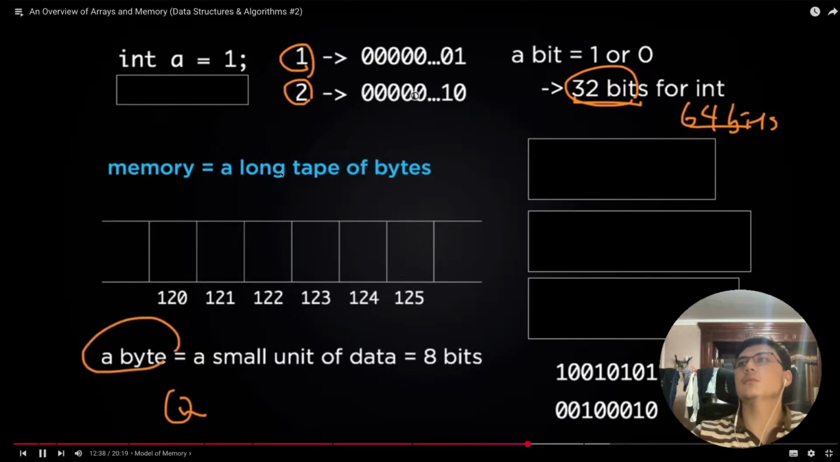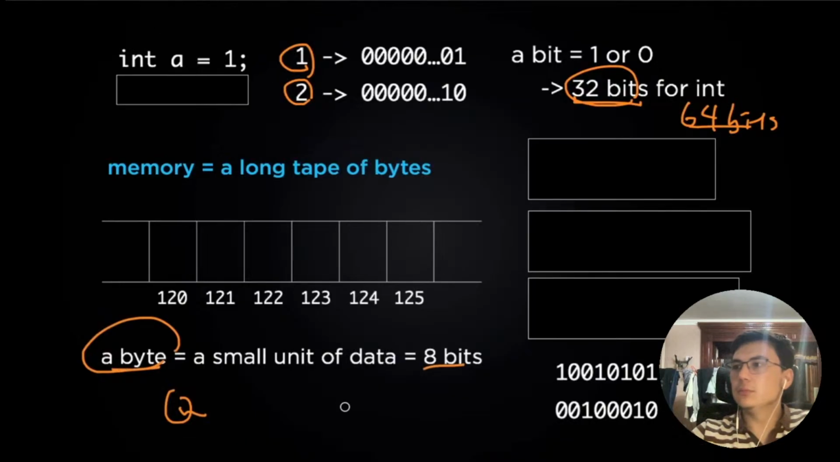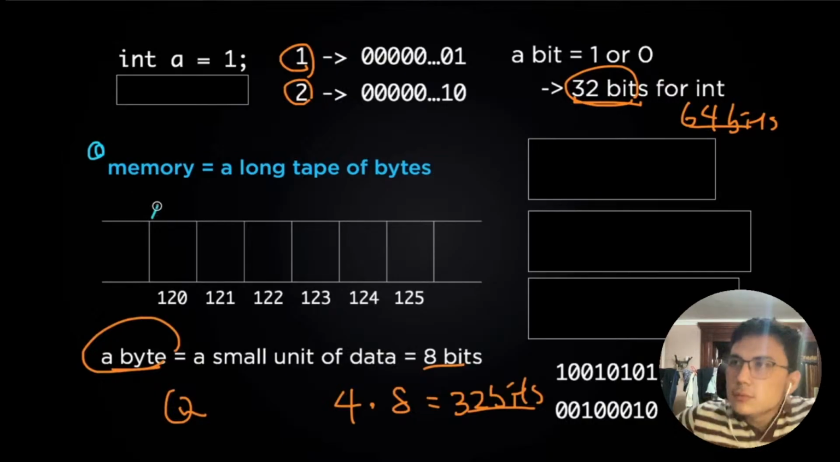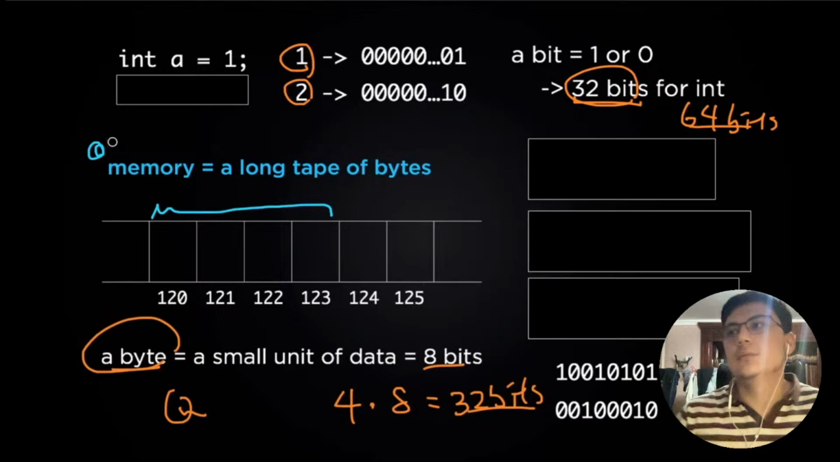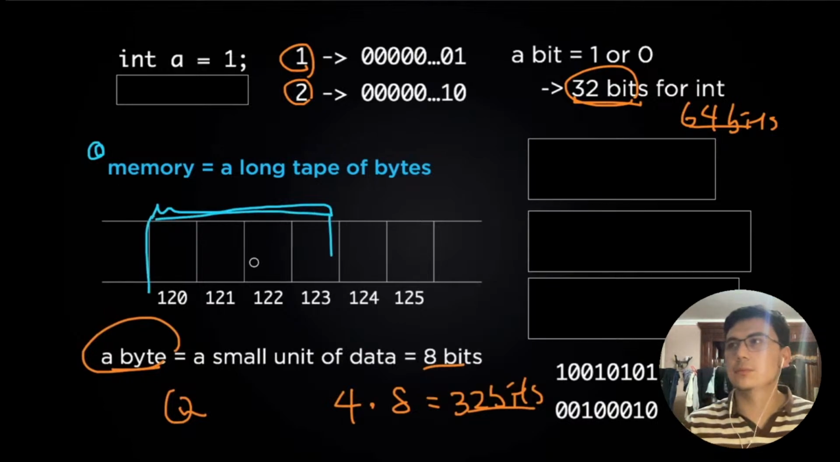Well, that's pretty simple. If 1 byte is 8 bits, then in order to save an integer, we're going to need 4 bytes. Because you have 8 bits in each byte, with 4 bytes you can store 4 times 8 bits, which is 32 bits, just enough to store each integer. So how can we store an integer in memory? You might say, why don't you just take 4 consecutive bytes right here and use that to represent an integer? And that's exactly what a real computer does.